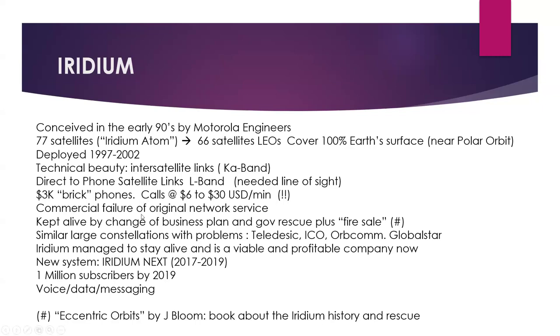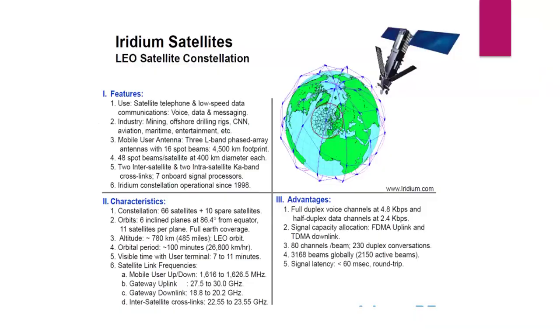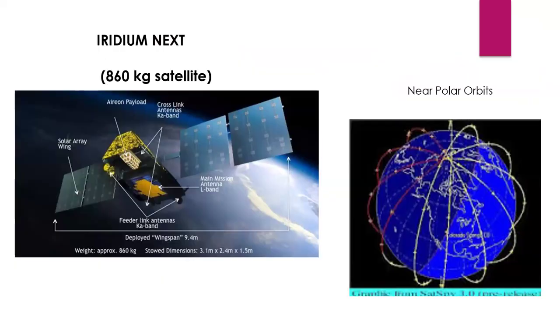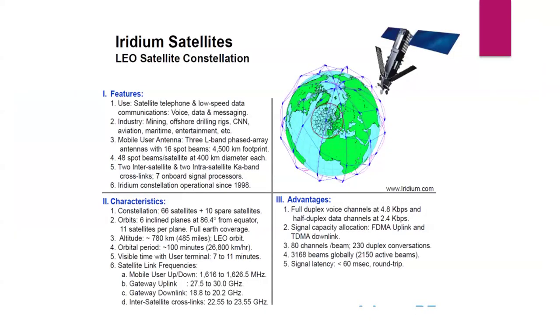And this is an example of these networks that were developed because it was technically a beauty, in my opinion. It was a technical beauty, but they didn't think of the marketing, because they spent billions of dollars developing this. The constellation consists of 66 satellites in different planes to cover many portions of the world.